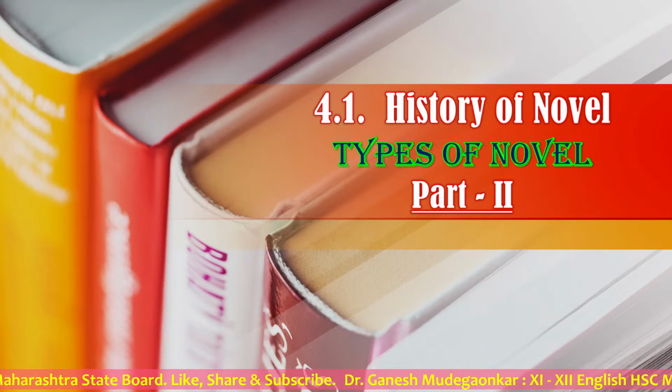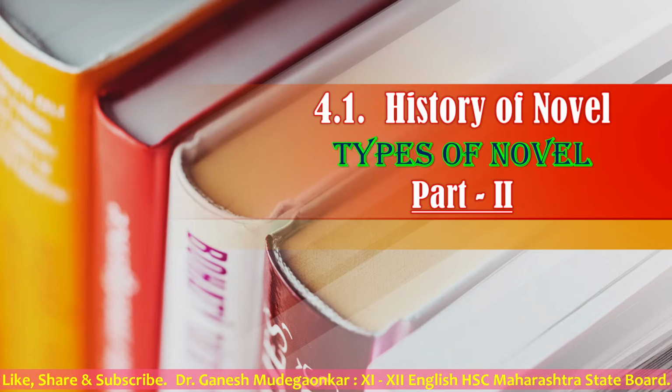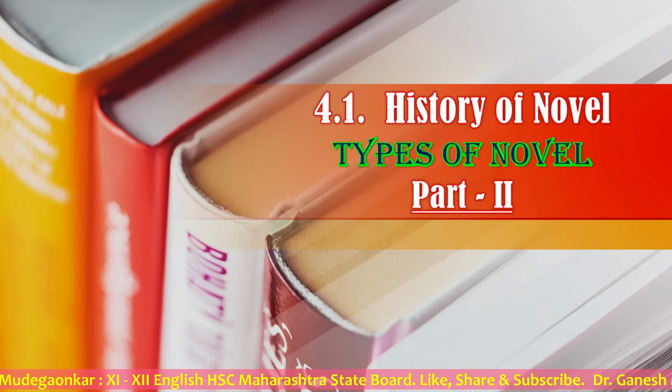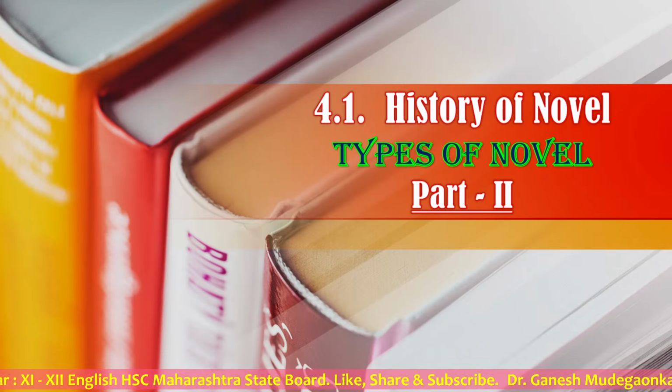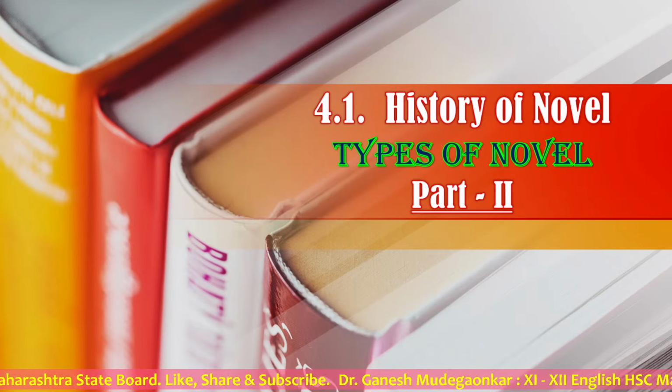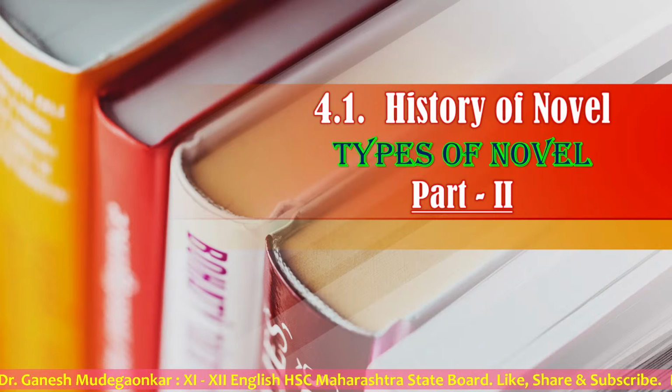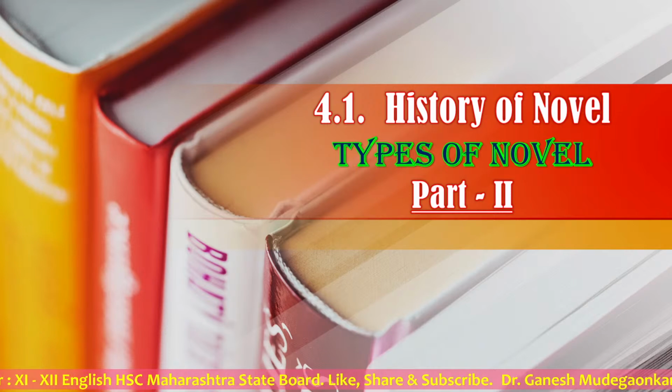So theme, plot, characters, settings, conflict, language and style. Very good, Shruti, thank you. Character, yes. So altogether we can say that these are the elements of novel: theme, then plot, character, setting, conflict, language and style. So these are the elements of novel. So what is meant by theme? Theme is the central idea of the novel which can be expressed in a nutshell.